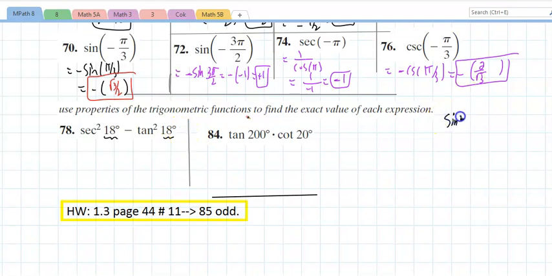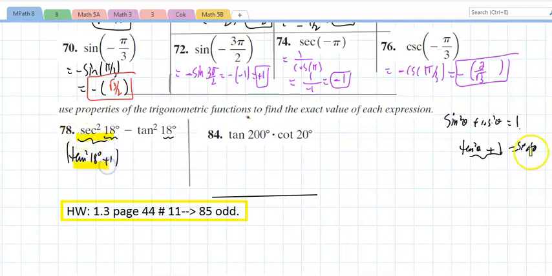So what is it? It was sine squared of an angle plus cosine squared of an angle equals 1. If I want a secant, I'm going to divide this by cosine squared. 1 over cosine is the secant. Cosine squared over cosine squared is 1, and sine over cosine is the tangent. So wouldn't you say this right here is the tangent squared of 18 degrees plus 1, minus tangent of 18 degrees? And what would that be? Wouldn't these two cancel out, and you're left with a 1.